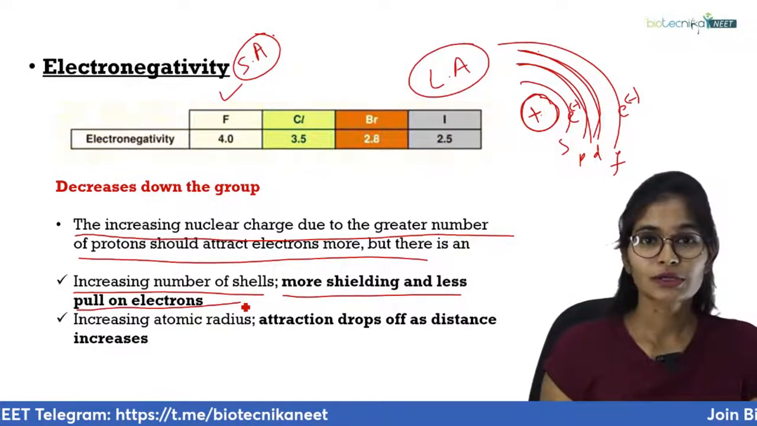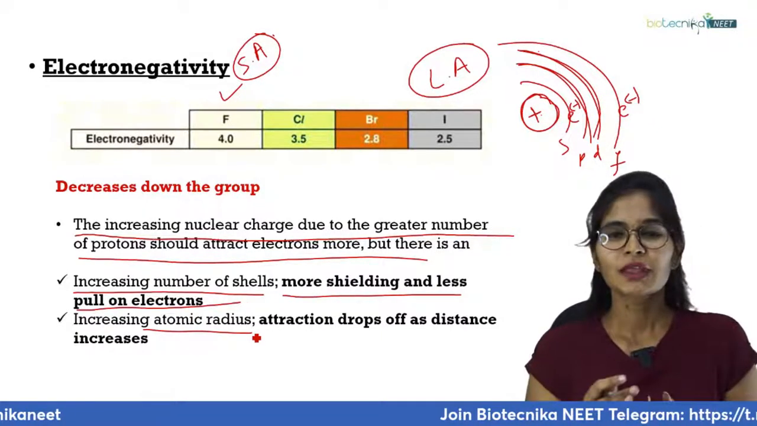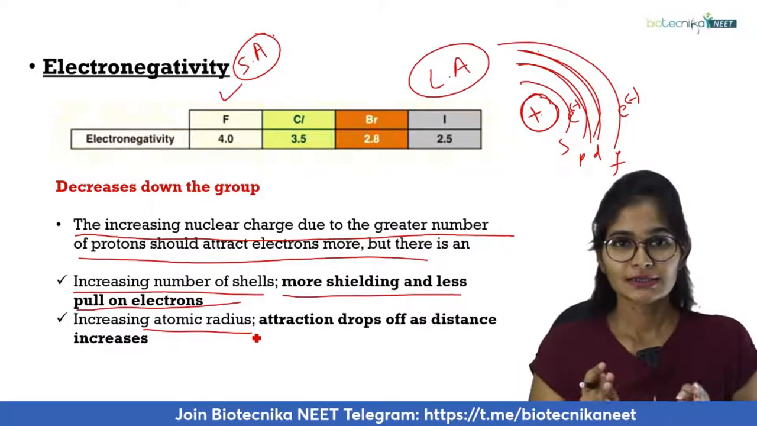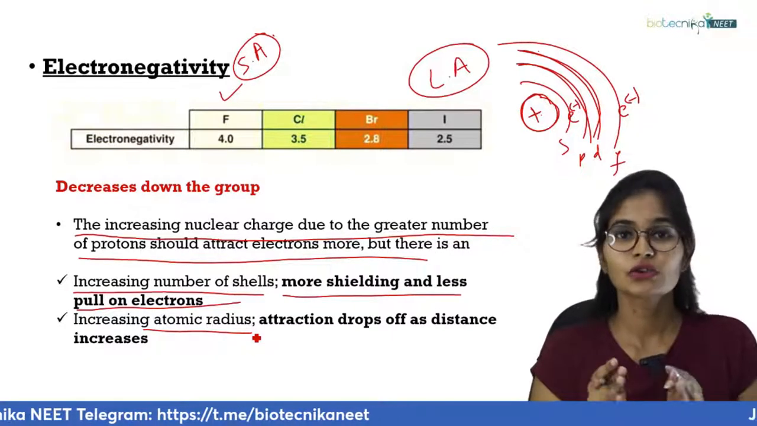And apart from that, what else can you compare? You can compare with respect to atomic radius. As you go down the group, the size is increasing, right? So the size is increasing, and the electron distance is also increasing.